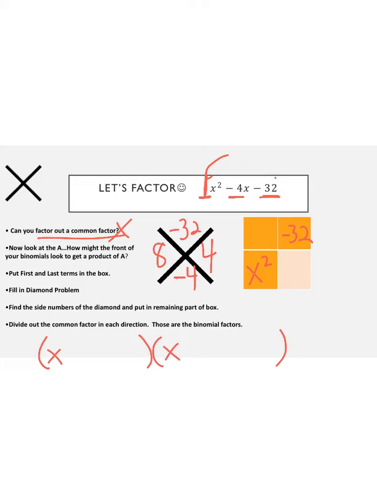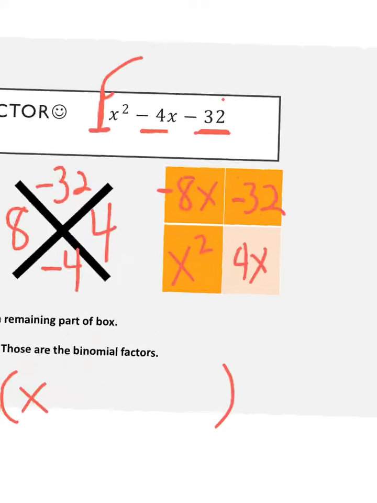It's got to be a negative and a positive. So one of them has to be negative, one of them has to be positive. And we want the sum to be negative, so it's going to be negative 8. So then we take our side numbers and put them in negative 8x and positive 4x. And then the last piece we have to do is go ahead and divide out in each direction. So I'm going to blow that part up so it's easier to see.